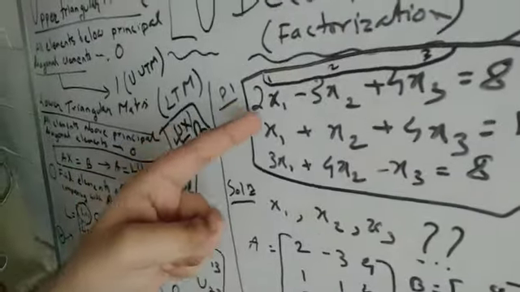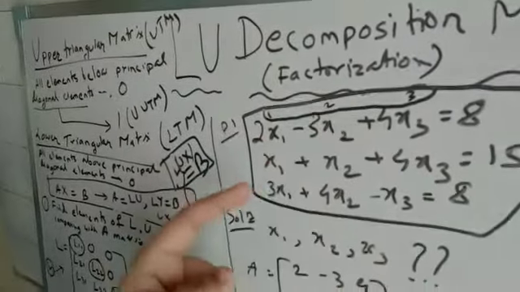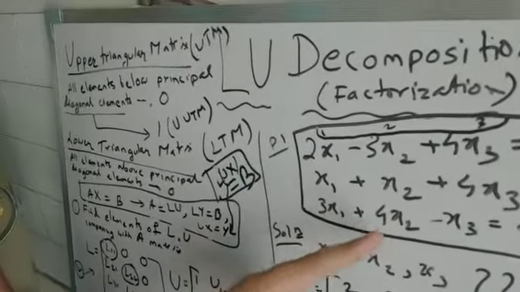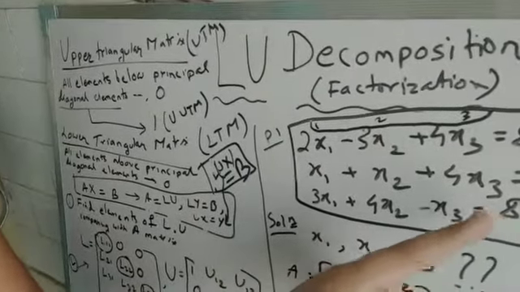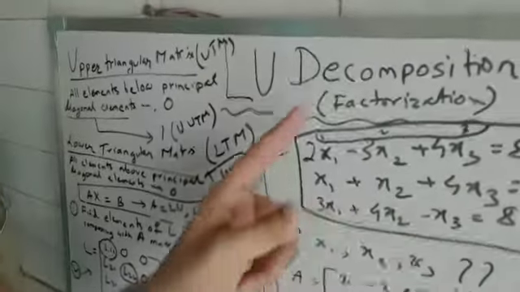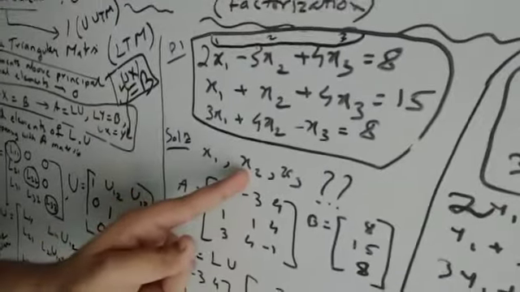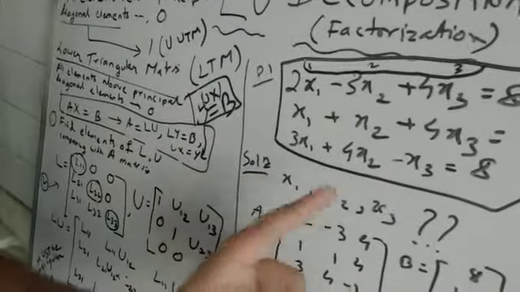So see, here is a question. 2x1 minus 3x2 plus 4x3 is equal to 8. x1 plus x2 plus 4x3 is equal to 15. 3x1 plus 4x2 minus x3 is equal to 8. We need to solve this, and you need to find the values of x1, x2 and x3. This is our objective. Fine. So what will you do first?